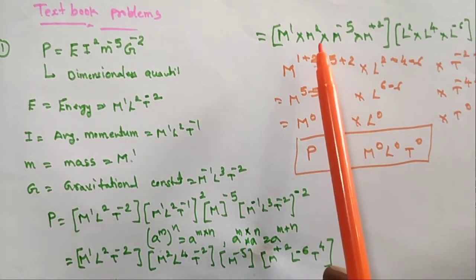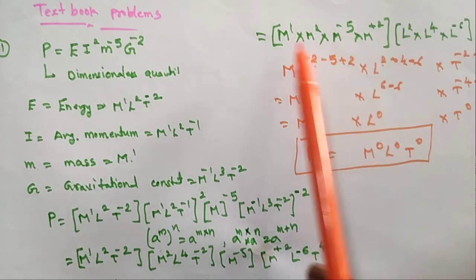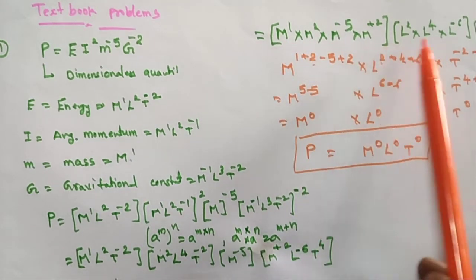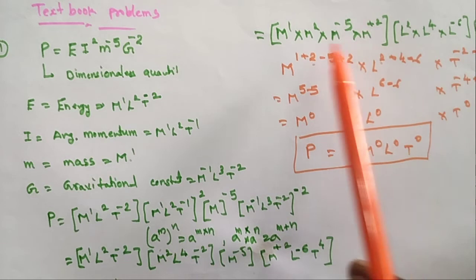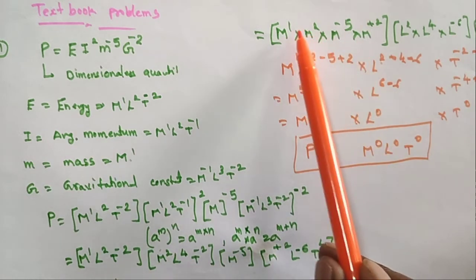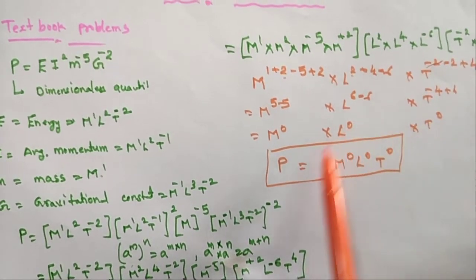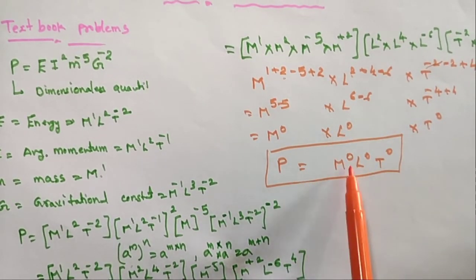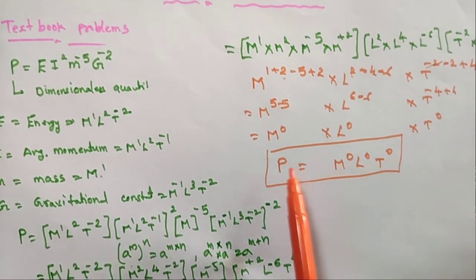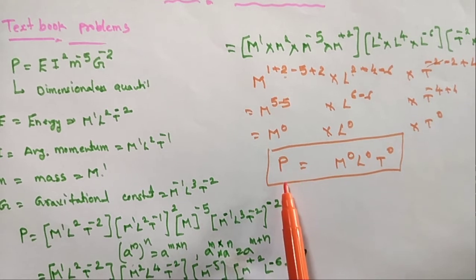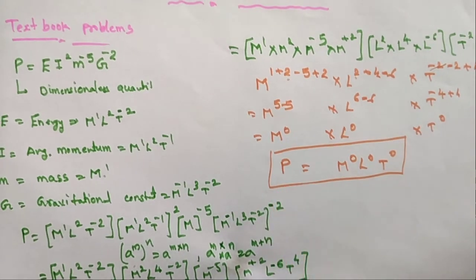After taking all the powers, the bases are equal, and when the bases are equal, their powers will be added. So by using some mathematical calculation, finally you can get P equal to M power 0, L power 0, T power 0. Therefore P is a dimensionless quantity. So this is the first problem.